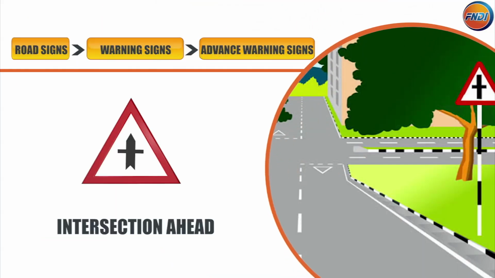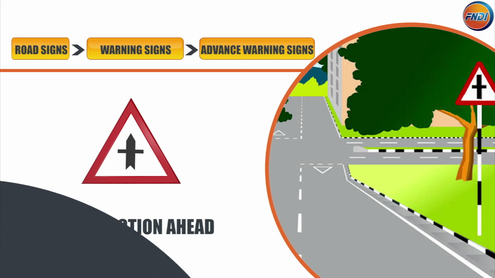Intersection ahead. This sign warns road users that your road will intersect with another road. This sign is used in two-way traffic areas. Motorists must slow down and be prepared for vehicles approaching from both directions. Always avoid overtaking in such areas.